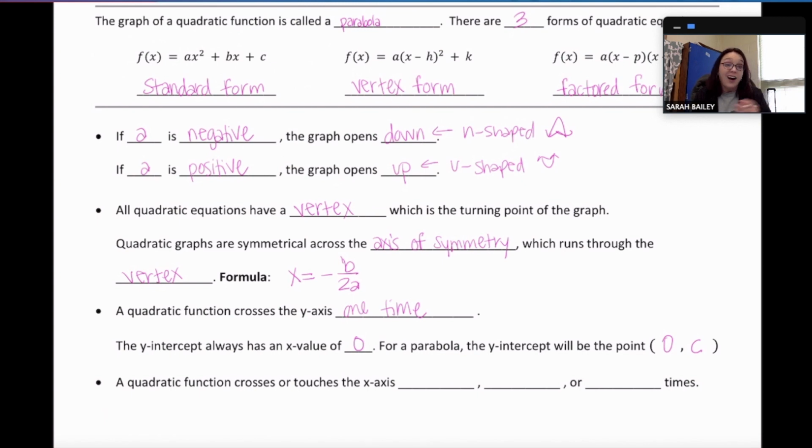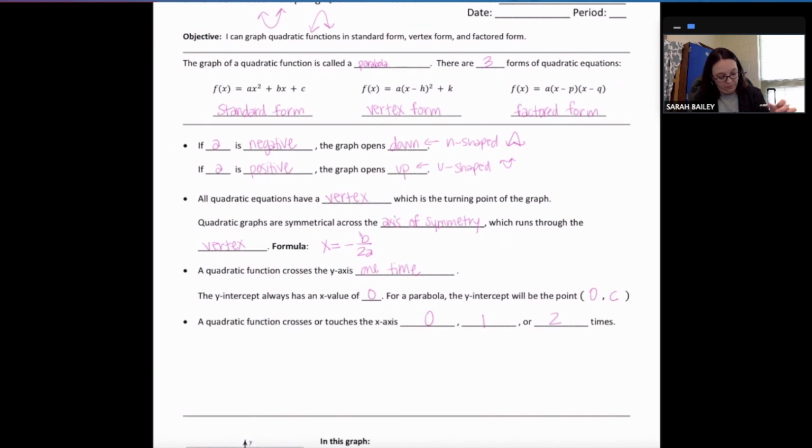Now a quadratic function can cross or touch the x-axis. It can not touch the x-axis, so 0 times, or it can touch it just 1 time, or the most would be 2 times. So a quadratic function can cross or touch the x-axis 0, 1, or 2 times.